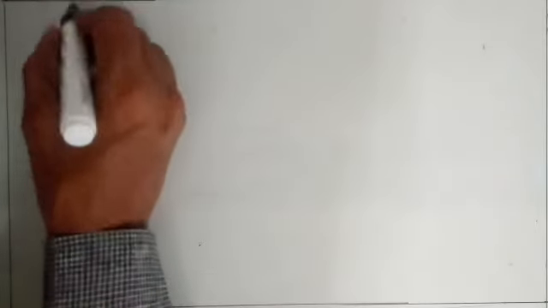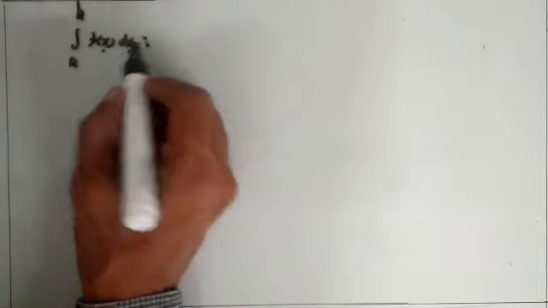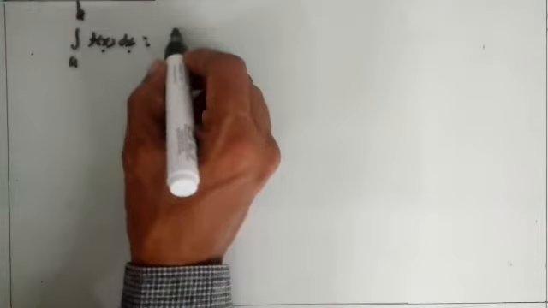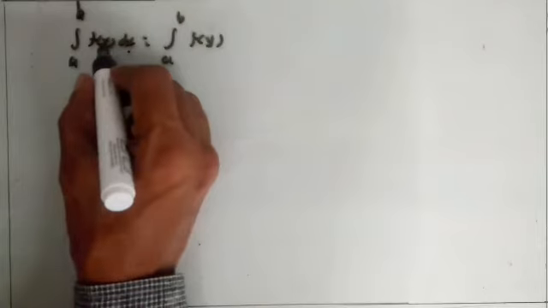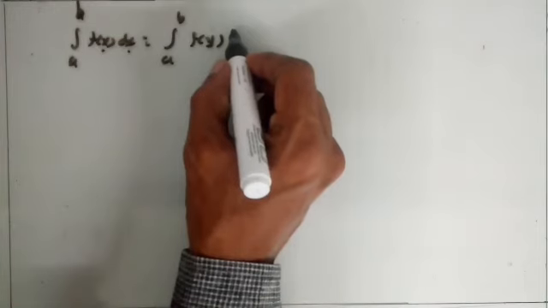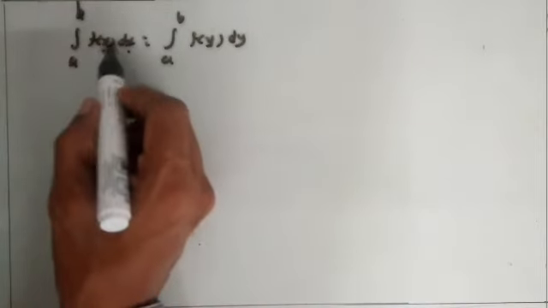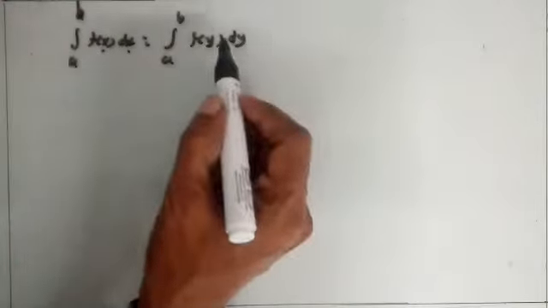First property given here: integration a to b f(x) dx is equal to, if we change this variable x, then we get the same a to b f(y) dy. In place of x, write y or any variable, so f(y) dy. So remember this, if we change the variable, then the value of the definite integral does not change.